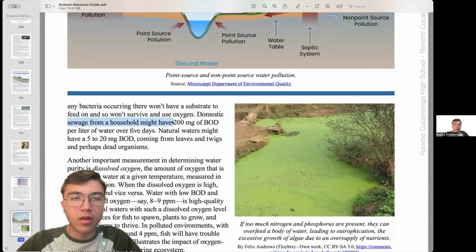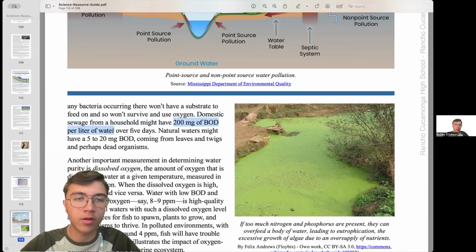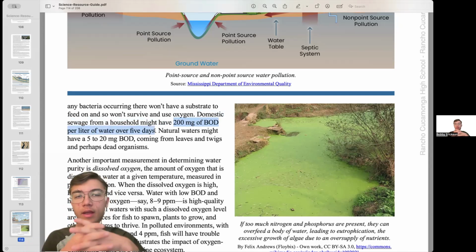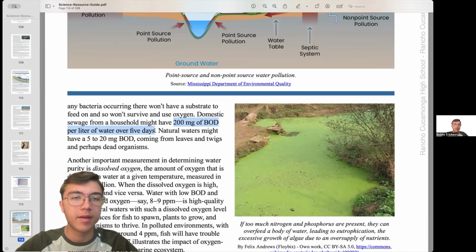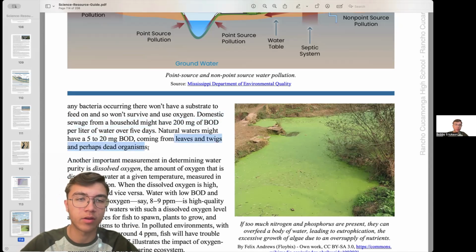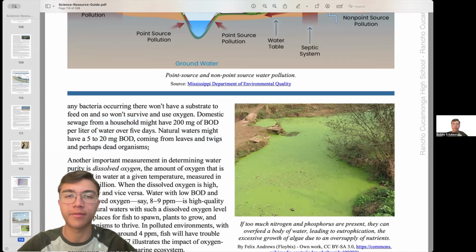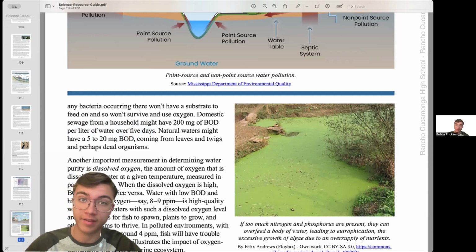And if we're measuring specific oxygen demanding waste, such as domestic sewage, it might have about 200 milligrams of BOD per liter of water over 5 days. So it's measured in an amount per an amount of water over 5 days. Natural water usually has 5 to 20, and these usually come from leaves, twigs, and dead organisms. Rivers and streams will usually have about 5 to 20 milligrams per liter over 5 days, versus sewage at 200, which is a lot more, which means there's a lot more bacteria in it.